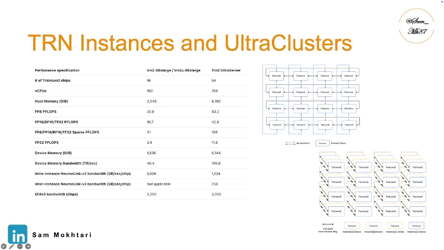1536 gigabyte in TRN2 instances to 6144 gigabyte in Ultra server instances. So as you can see, in terms of bandwidth also, from TRN2 to Ultra servers, you can see 185.6 terabyte per second compared to 46.4. You can just go through and compare all these specifications of these two types of instances.